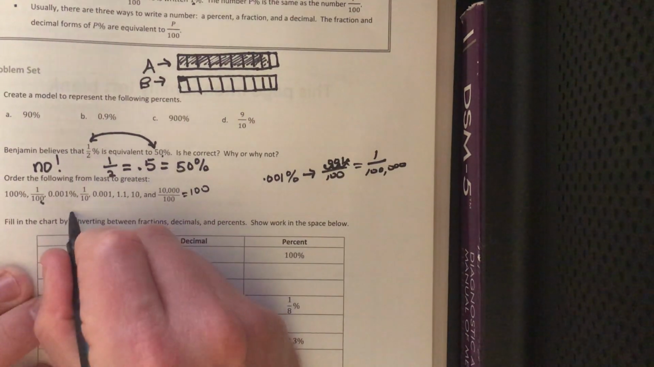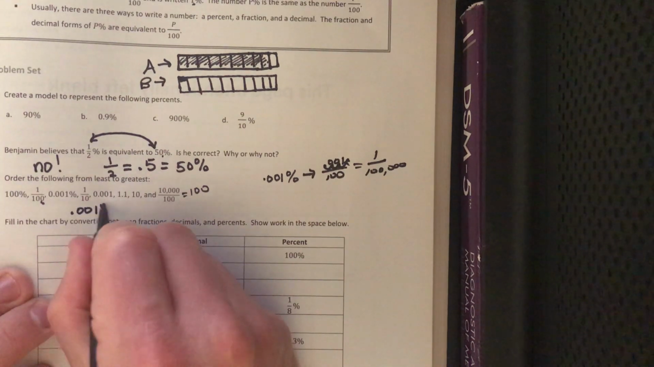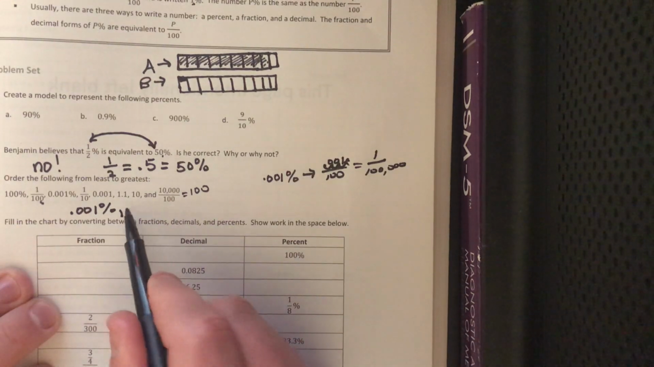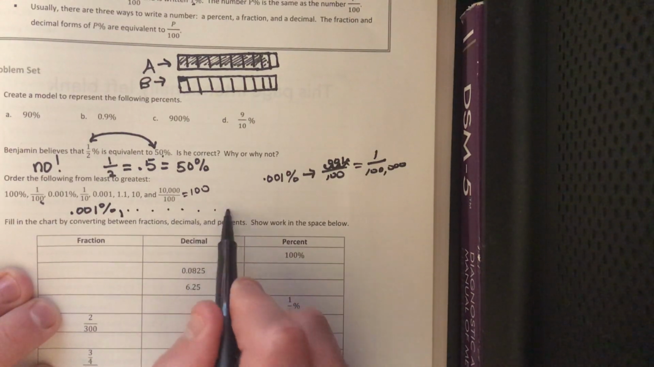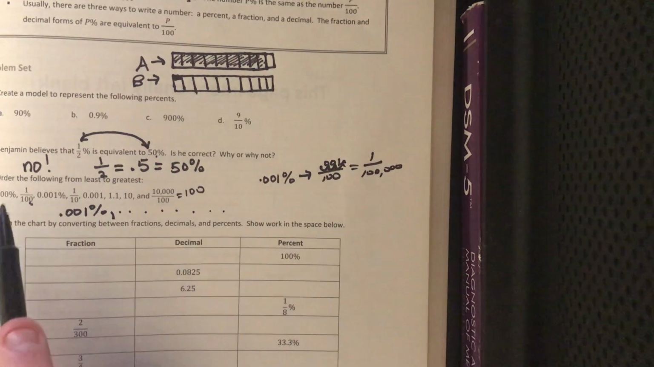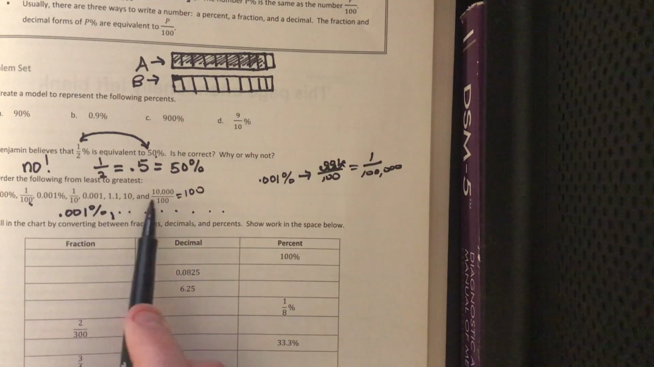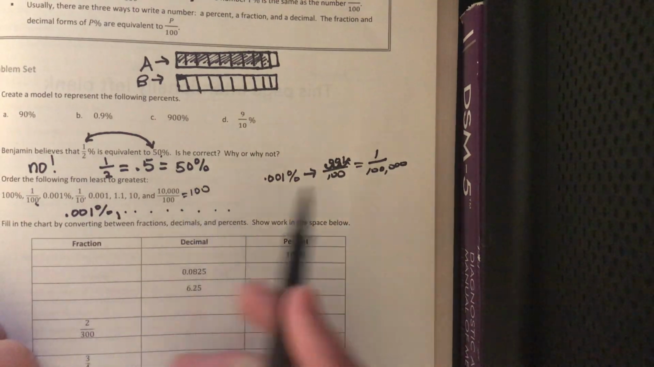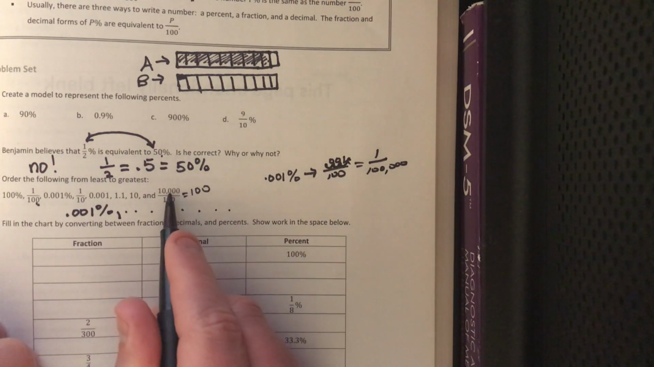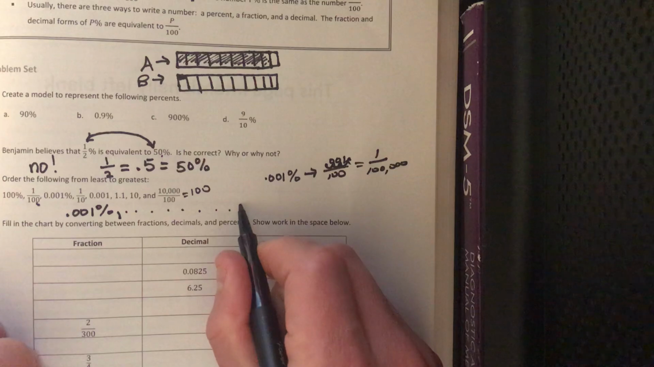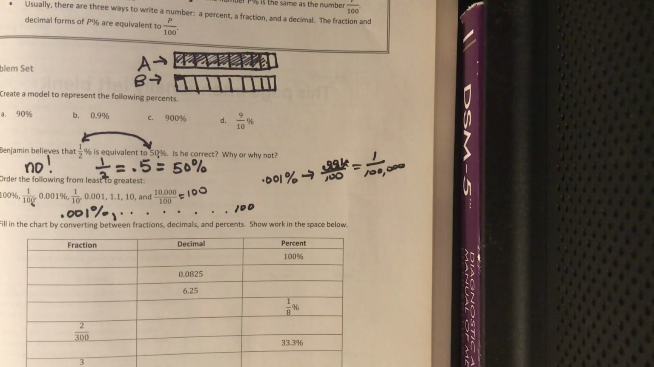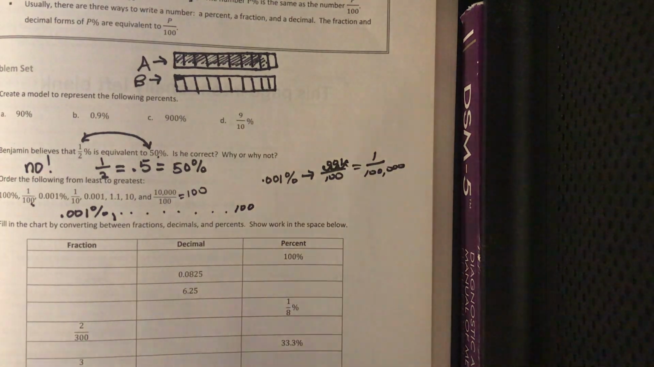So as I make the list, I'm going to put 0.001%, that's what I started with, as the very first thing. And I'm not going to fill out this whole list for you, but I will tell you that I believe the last one here, the 10,000 over 100, or another way to think of this is 10,000%. Pretty sure that's the biggest one. All right, I'm going to let you order all the ones in between.